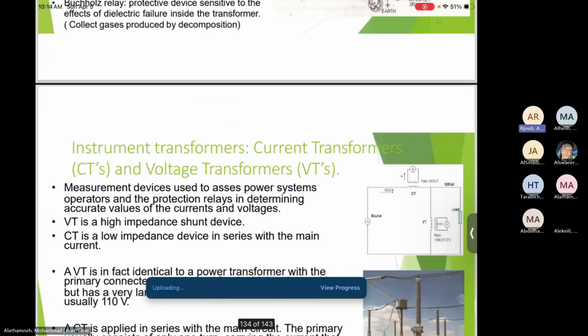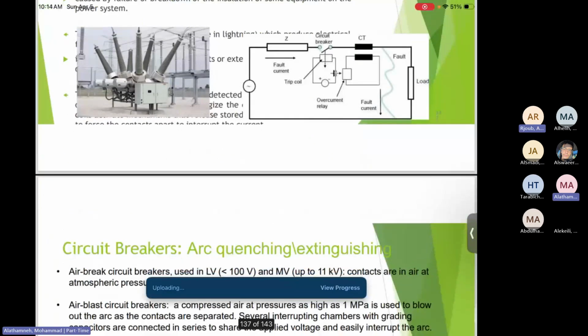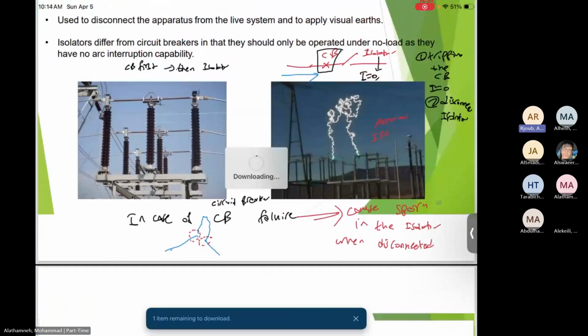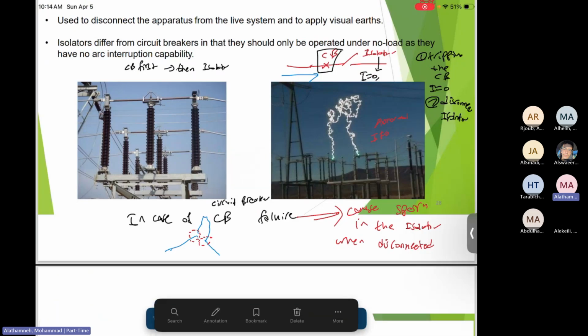Doctor, a quick question on isolators. Are they automatically disconnected when the current is zero? No, actually, they will be disconnected manually. I mean, you can send a command to them to be disconnected.